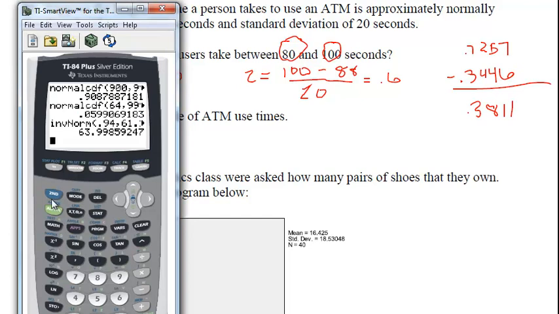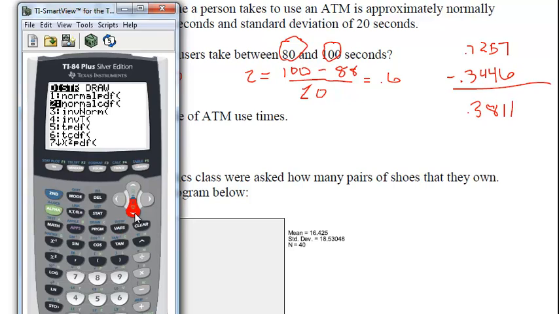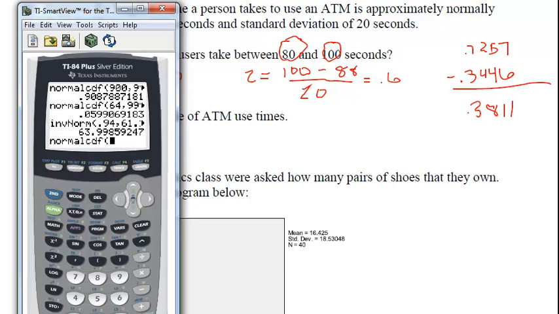Jumping down to the calculator, this problem is pretty easy on a calculator. I'm looking for an area or a proportion, so I use normal CDF. I need a lower bound, that's going to be 80. I need an upper bound, that's going to be 100. My mean is 88, and my standard deviation is 20. Okay, now I get the same answer using the calculator.